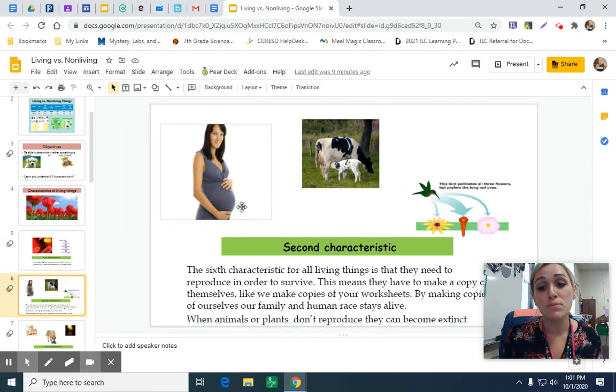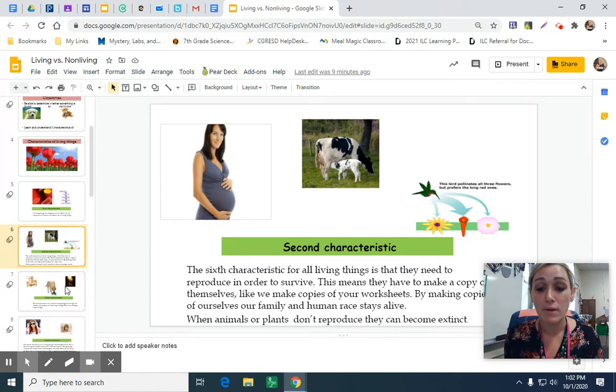The next one is you must be able to reproduce. Some organisms reproduce by making an exact copy of themselves, and other organisms reproduce by taking half of the mother's DNA and half of the father's DNA and making a brand new organism. But either way is acceptable and qualifies as being able to reproduce.